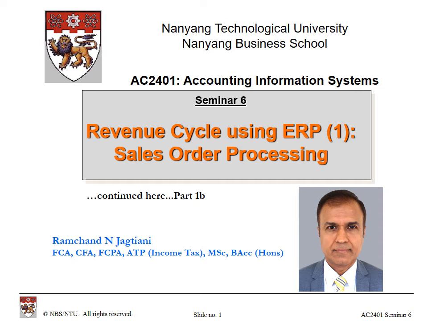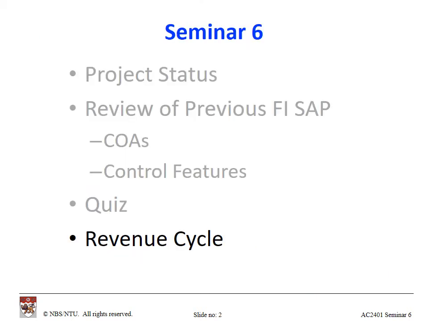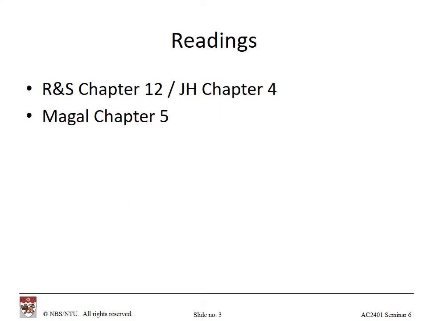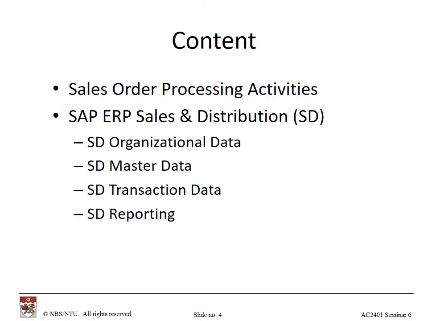Welcome back to Seminar 6 of AC 2401 Accounting Information Systems at Nanyang Business School of Nanyang Technological University in Singapore. This is the second part of the revenue cycle. The readings for this seminar are listed here. This is the coverage for this seminar, and we start our journey with sales order processing.